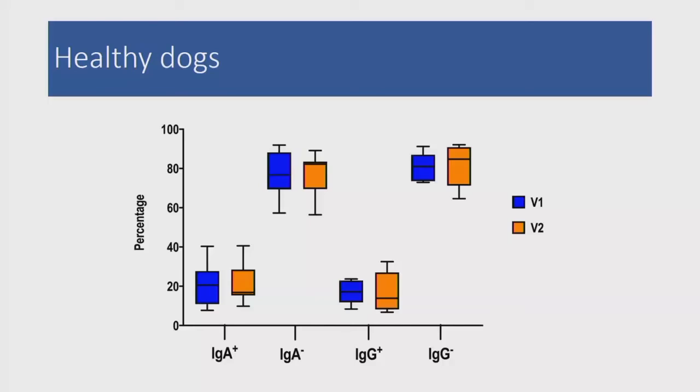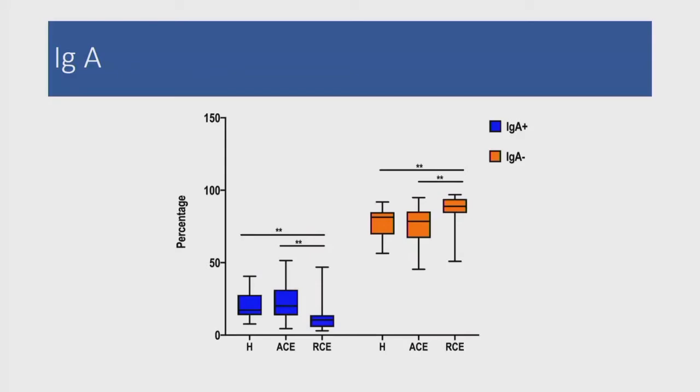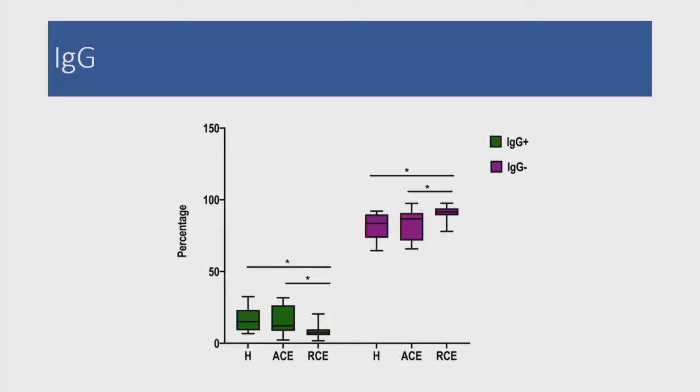So what we found with our healthy dogs was that there was a low number of bacteria that were coated with IgA or IgG, and it was relatively stable between the two visits. When we looked at dogs with disease, we did find that there was a significant difference between the dogs that had active disease and those that were in remission. And surprisingly, the number of bacteria that were coated went down, which was a little bit unexpected. Well, it wasn't unexpected that it went down, but that it was below the level of healthy animals, I guess. And it was a similar number with IgG.